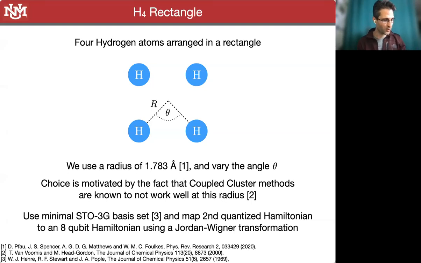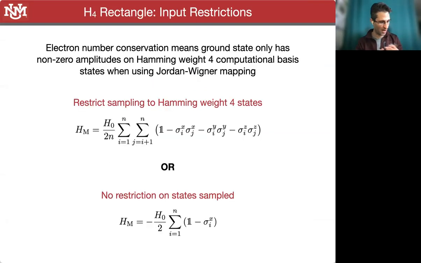Before I talk about the results, there's a slight technicality here, which is that the fermionic Hamiltonian is actually electron number conserving, and the ground state has 4 electrons in it. When you do the Jordan-Wigner mapping, that means that the ground state of the qubit system only has weight on Hamming weight 4 computational basis states.